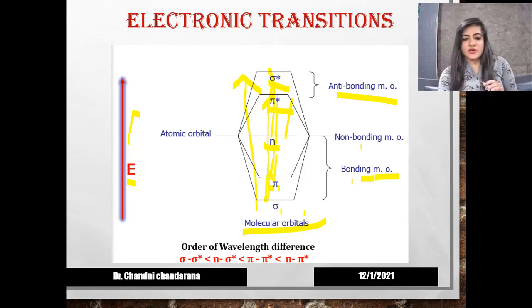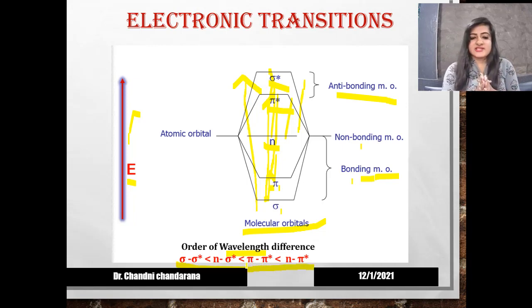Now this is the order of wavelength difference. By this we can say that the n to pi star transition occurs at the highest wavelength. Why? Because to occur this transition the energy required is very low but the wavelength is very high, whereas for sigma to sigma star there is more energy and the wavelength is low.